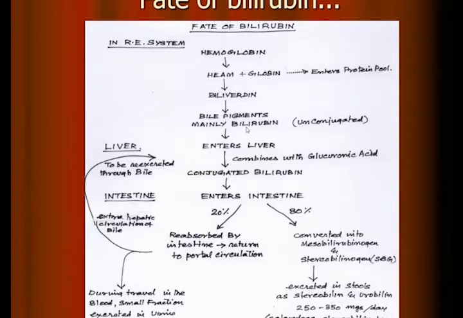Who is taking this bilirubin or biliverdin to the liver? Albumin will be carrying this bilirubin to the liver. So in the liver, it will combine with glucuronic acid to be converted into conjugated bilirubin. And this conjugated bilirubin is a water-soluble bilirubin. So easily they will be converted into mesobilirubinogen and stercobilirubinogen. They will be converted into stercobilin and urobilin, excreted in the urine and the stool. Right? This is about the fate of bilirubin.